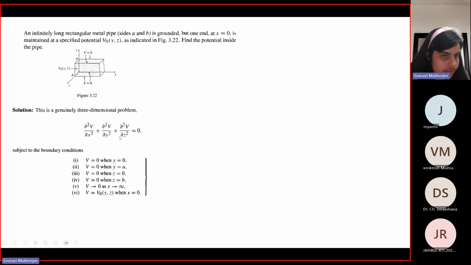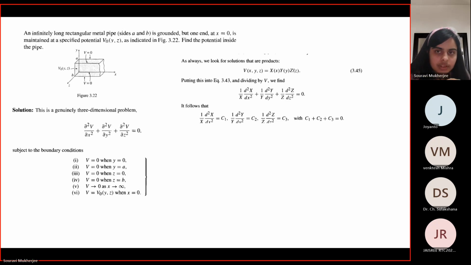Okay. But here, because it's 3-dimensional, we have to be careful about how we choose the constants. So again, we consider the separation of variables. We divide by V, so we get three independent functions of x, y, and z, and each of them should be constants, such that c1 plus c2 plus c3 should be equal to 0. So till this, everything is similar to what we did for the two dimensions. Okay, but now we have to choose the constants.